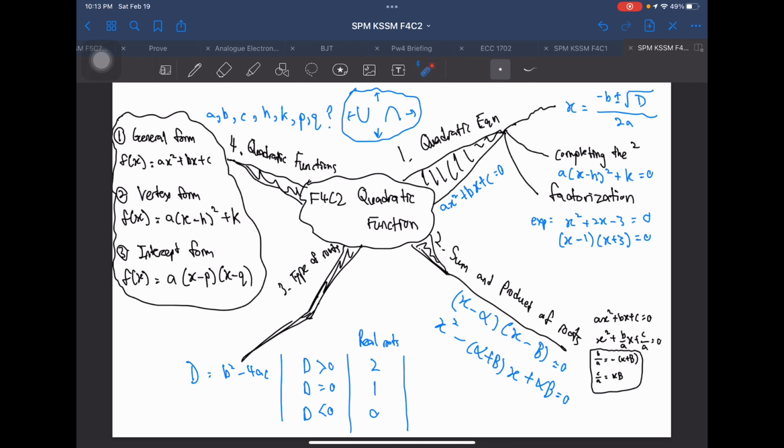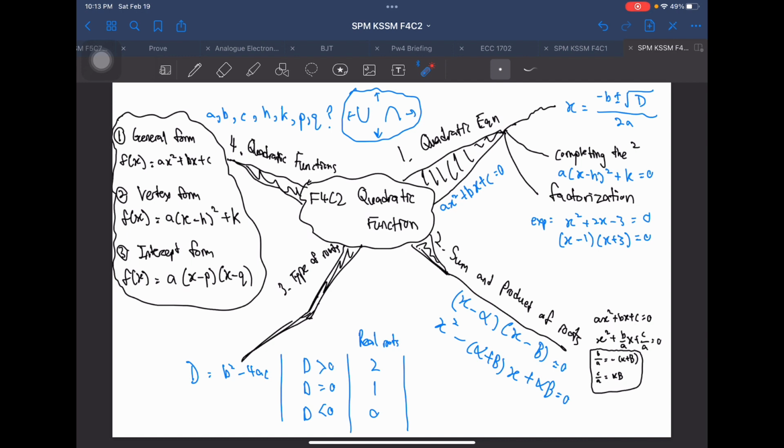Today I'm going to summarize SPM Math Form 4 Chapter 2 Quadratic Functions with a mind map. So without further ado, let's have a look at this mind map. The middle of this mind map is the chapter, and we start from the right hand side, which is the first part of the chapter, quadratic equation.